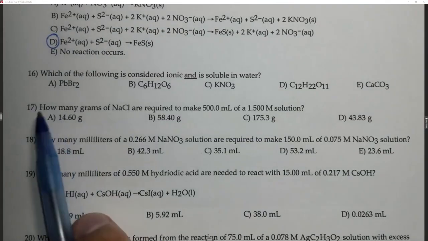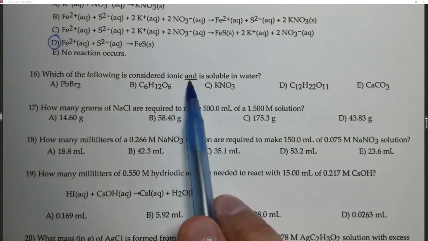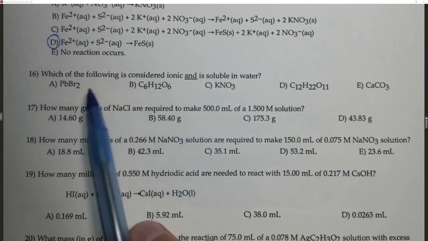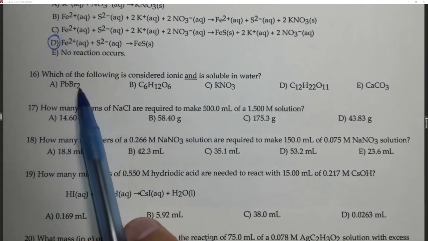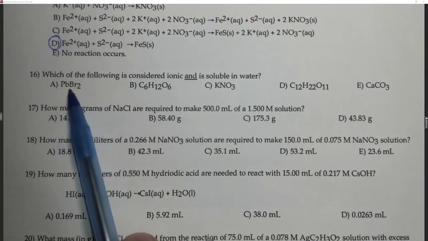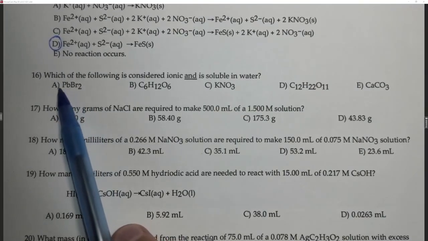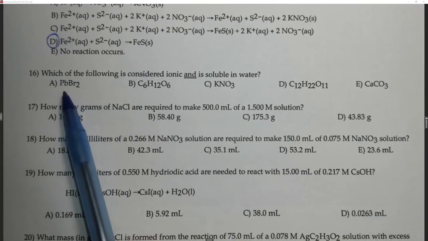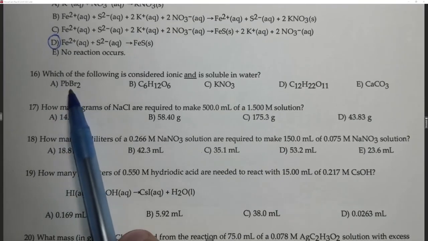Number 16 says, which of the following is considered ionic and is soluble in water? So the first one we have is lead 2 bromide. Well, lead 2 bromide is ionic because it contains a metal. If it's all nonmetals, then it's covalent. But this one is ionic.